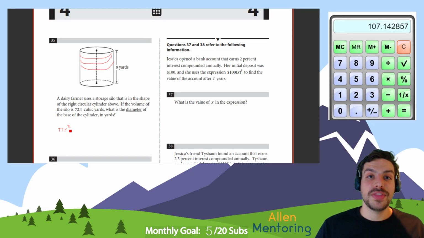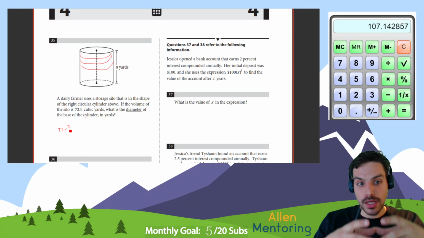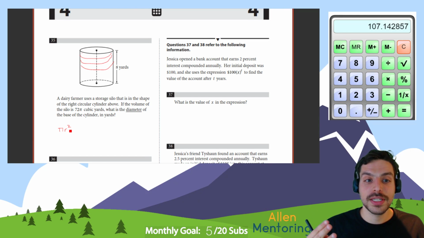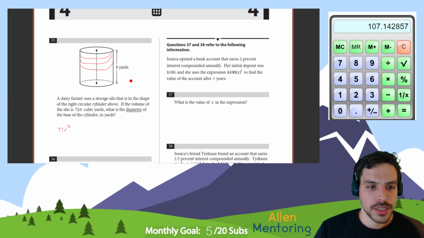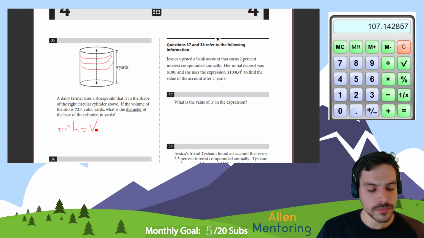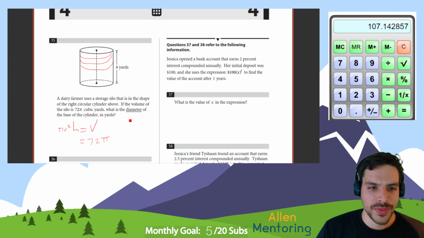But we're not trying to find out what the area of those discs are. We're trying to find out what the volume of that entire cylinder is. So we want to multiply the area of each circle times the height of the cylinder, right? So if the height is 8 yards in this case, it's like 8 discs in a row. So in this case, it's pi r squared times h. Right? So pi r squared times h is equal to the volume of a cylinder. Okay? So we know that the volume is equal to 72 pi. We want to know what the diameter is.